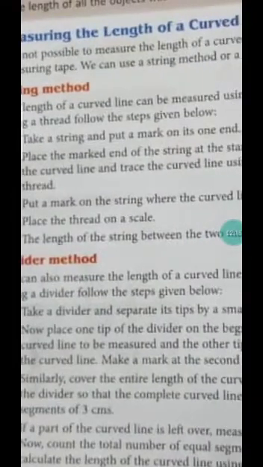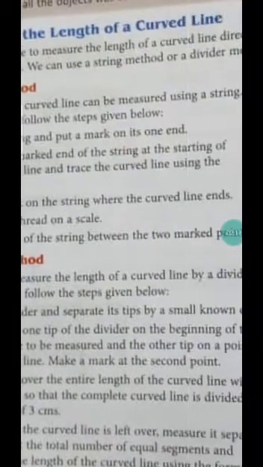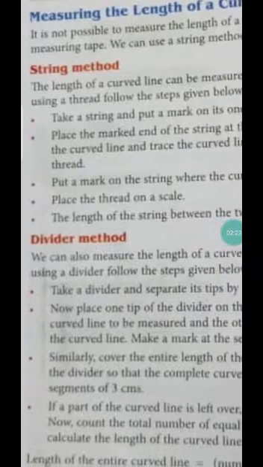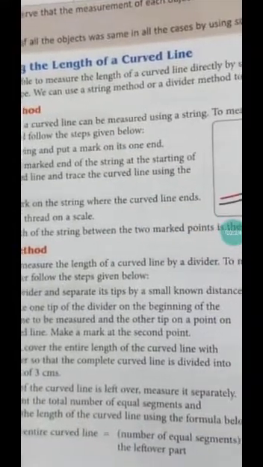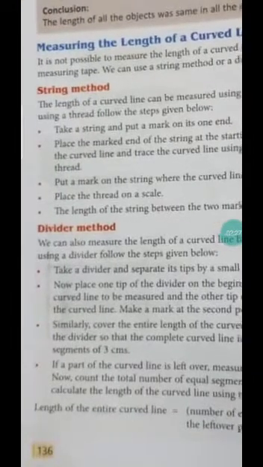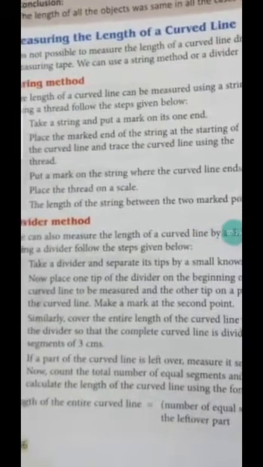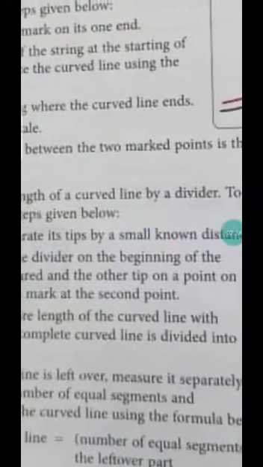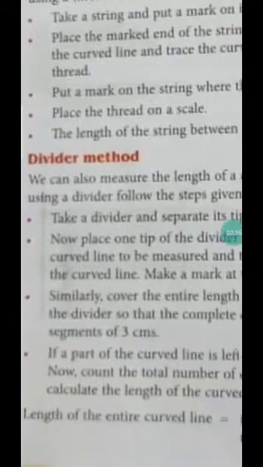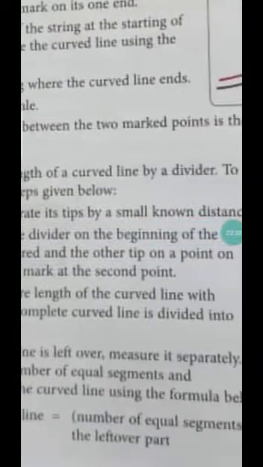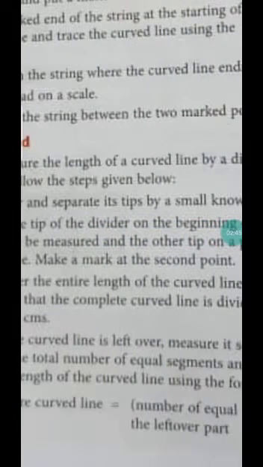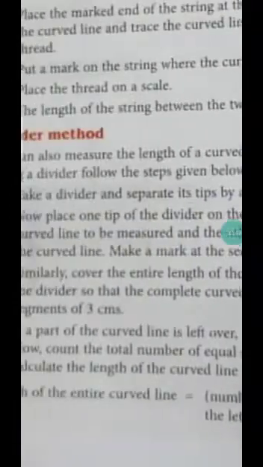Now place one tip of the divider on the beginning of the curved line to be measured and the other tip on the point on the curved line. Mark the mark on the second point. Similarly, cover the entire length of the curved line with the help of divider so that the complete curved line is divided into segment of 3 cm. If a part of curved line is left over, measure it separately.